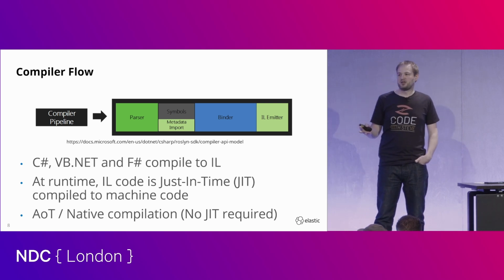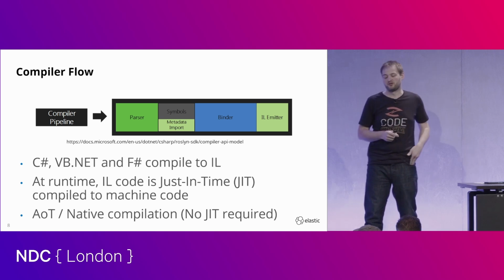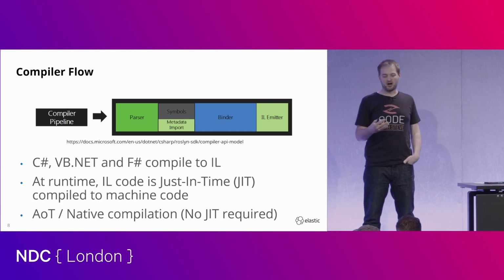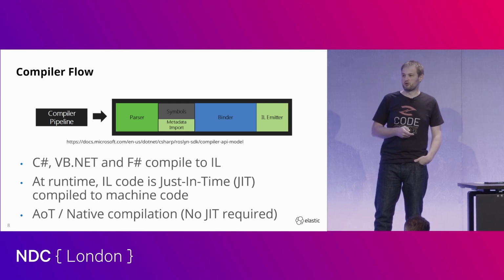And then there's a binding phase to understand, so what are the results of expressions and variables in our code? What do they actually bind to, and what symbol do they bind to? And then finally, emitting IL. This is the phase where we actually produce IL code that is the result of the compilation.